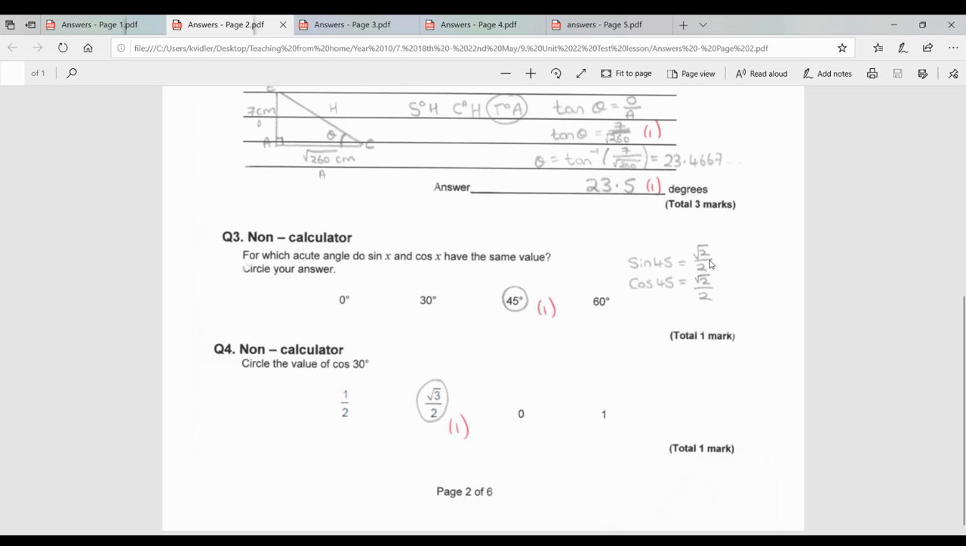that sine of 45 is root 2 over 2 and cos of 45 is root 2 over 2, and hence it's 45 degrees where they both have the same value. That's the mark for question 3. And then for question 4, cos of 30, again, either using the triangles or your finger trick to work out that it is root 3 over 2 for a mark on that one. So you can RAG for questions 3 and 4 your exact trig values.